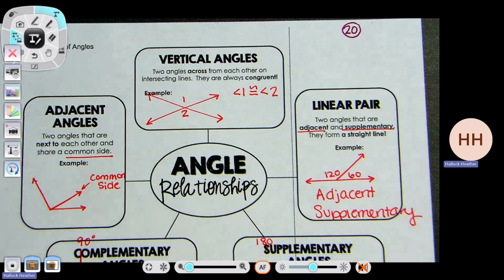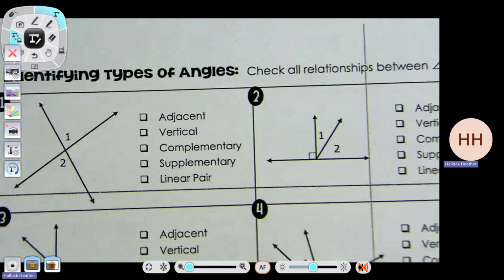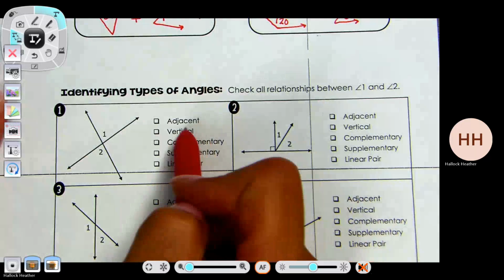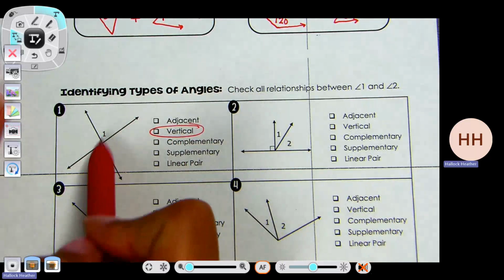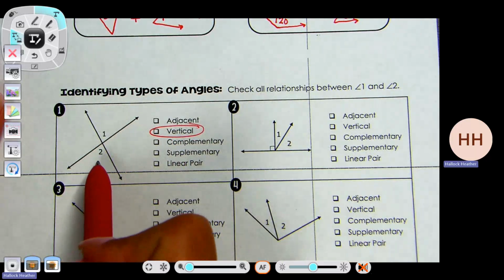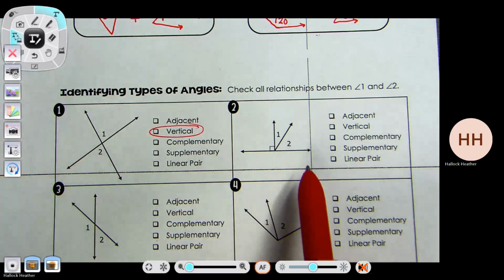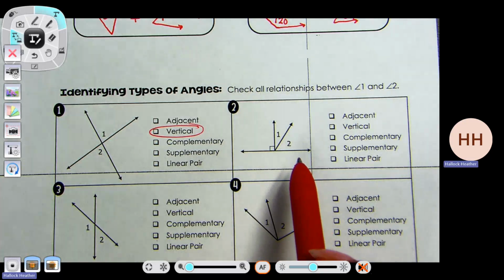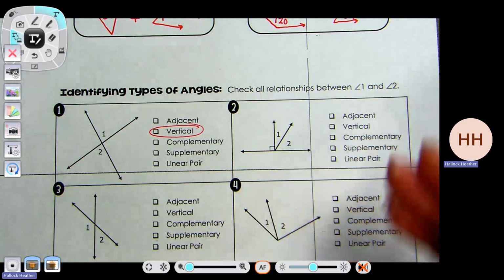So we're going to go to the bottom and pick the vocabulary words that match with the pictures. So for numero uno, down at the bottom, vertical, beautiful. Vertical angles are congruent to each other. If I knew one was 60 degrees, the other one would also be 60 degrees. Number 2 has multiple corrects. It's adjacent.